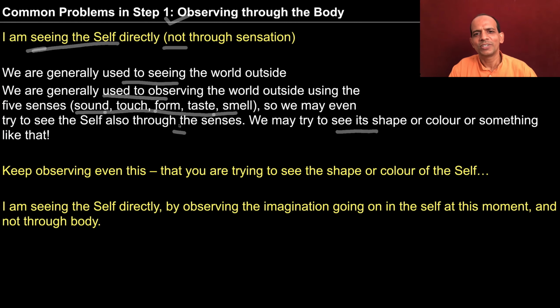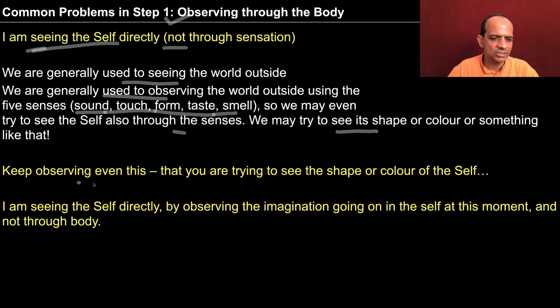Since we are used to looking at the physiochemical objects outside which have a color, maybe we also try to look at the color of the self, isn't it? So we try to look at the self just like any physiochemical entity, and that is not going to happen because the self is not physiochemical, it is a conscious entity. But you have to find it out for yourself by your direct observation. Once it is clear to you that I don't require even the body to observe my imagination, that tendency to observe through the body will be taken care of.